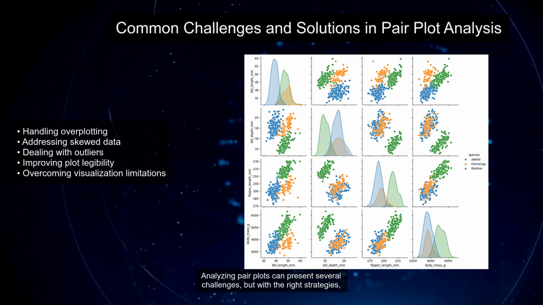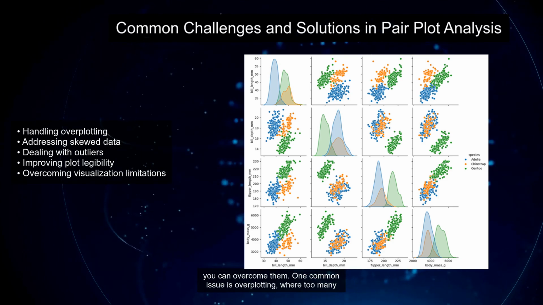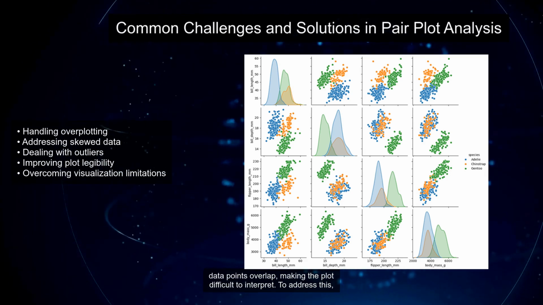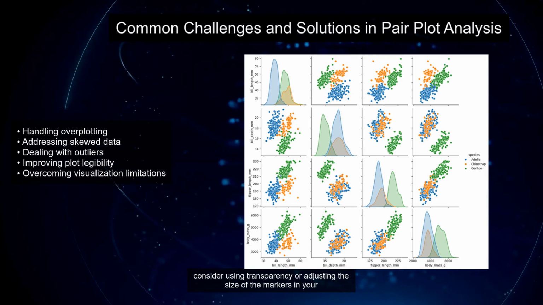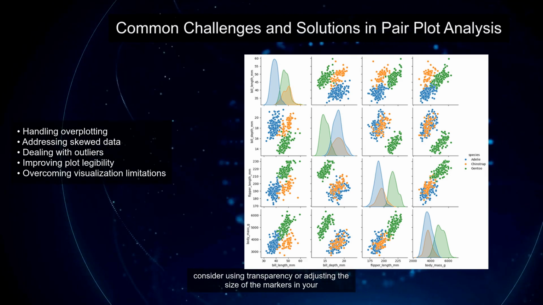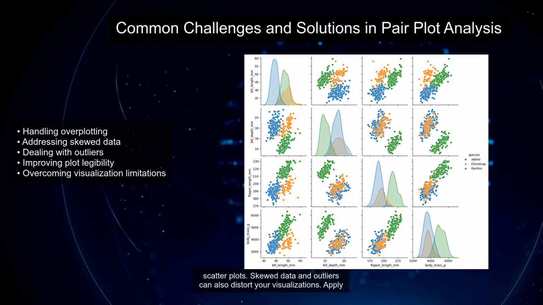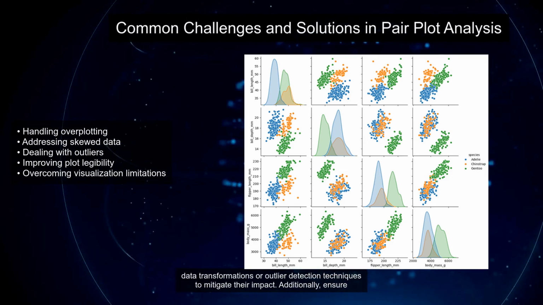Analyzing pair plots can present several challenges, but with the right strategies, you can overcome them. One common issue is overplotting, where too many data points overlap, making the plot difficult to interpret. To address this, consider using transparency or adjusting the size of the markers in your scatter plots. Skewed data and outliers can also distort your visualizations. Apply data transformations or outlier detection techniques to mitigate their impact.